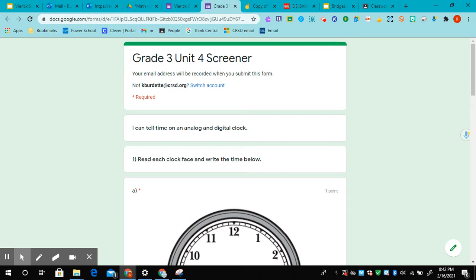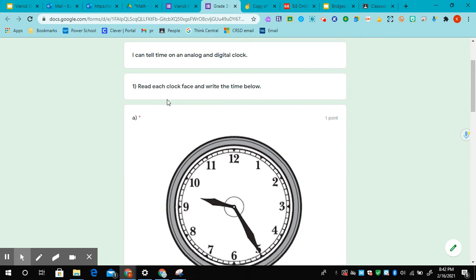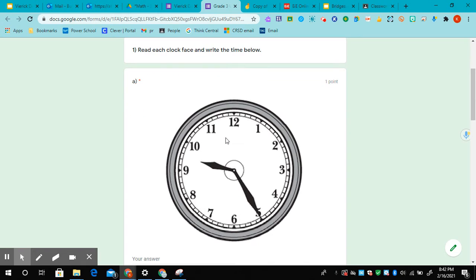So remember, this is a screener. You're not supposed to know everything on here, so just do your best. We just want to know if you can tell time, and if you don't remember, that's okay, on the analog and digital clock. So the analog clock is the one with the hands here, so you're going to read each clock face and write the time below.